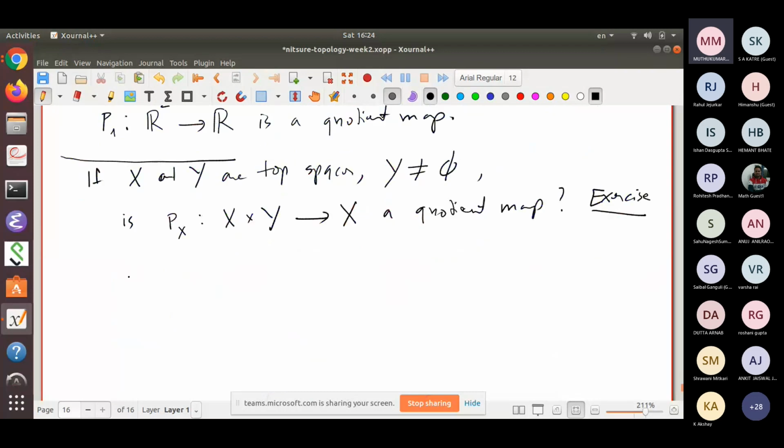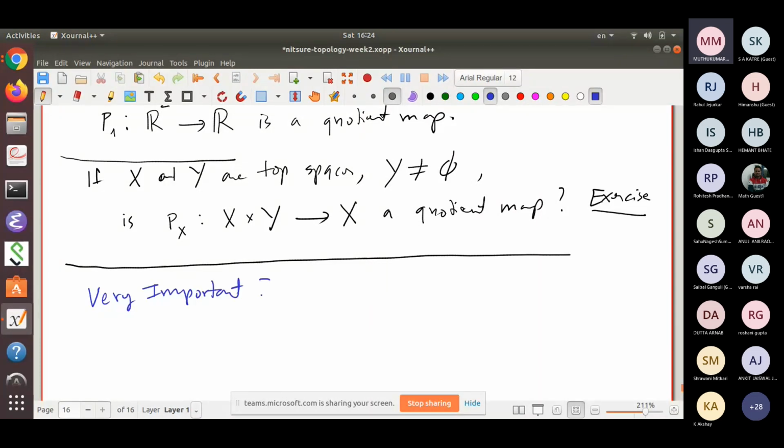Now I am going to ask you for one more example of a quotient map. This is a fantastic example. I keep saying this is the most important thing, but there are all those very important things. The very important example is this. I'm going to take a line, and that's going to be my X. And I'm going to take a circle, and that's going to be Y. So this is R, and this is S1.